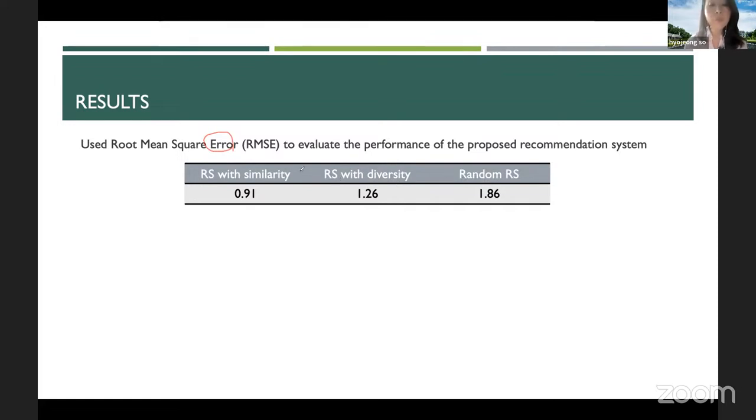So as you can see from here, the scores are like this. So what is the best performing? Still, the traditional way based on similarity performed better. That means the sense that people like that kind of recommendation. Diversity did also pretty well from my perspective. Of course, it was much better than the random recommendation.